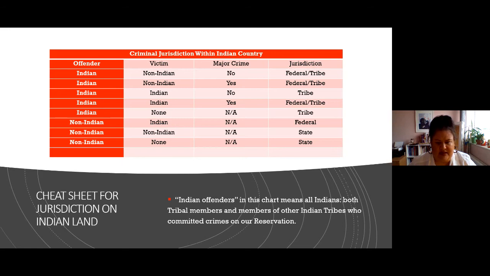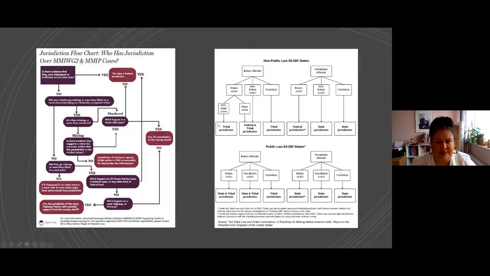So this is just to show the complexity. People have law degrees just in Indian law to understand the maze of who has jurisdiction to investigate the crimes, so I'm not going to go into it too much. Obviously you can see here that if the offender is Indian or non-Indian, it goes to federal or tribal jurisdiction. Here's a jurisdiction flow chart, which even involves the Department of Highway and Transportation if a person is trafficked.